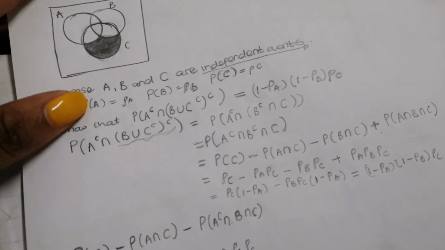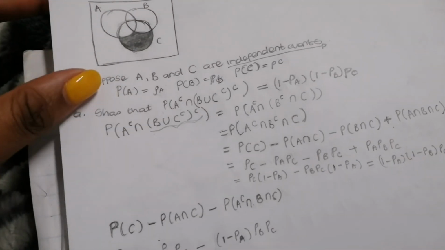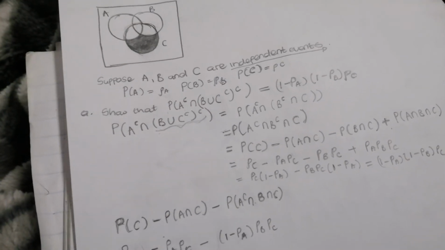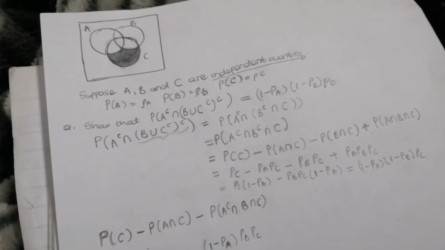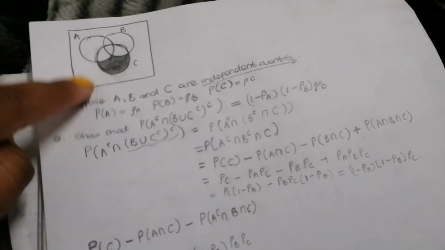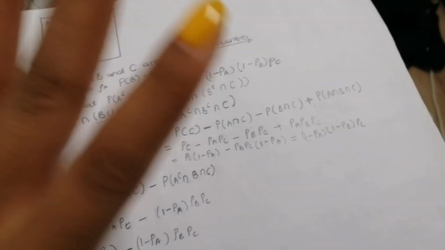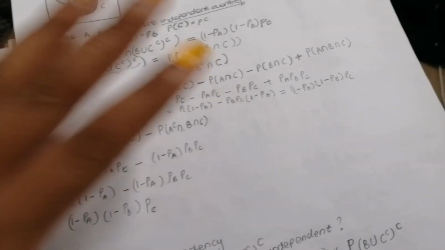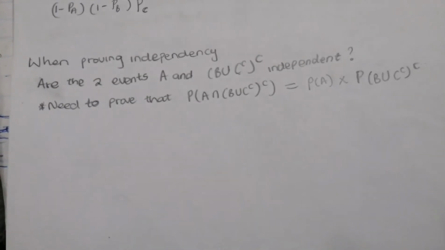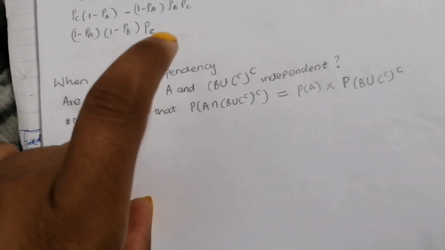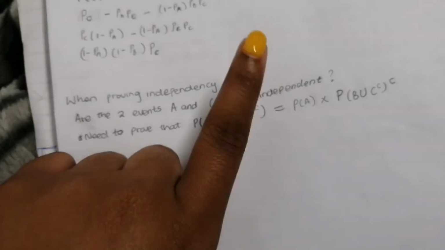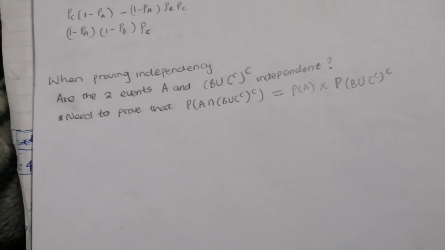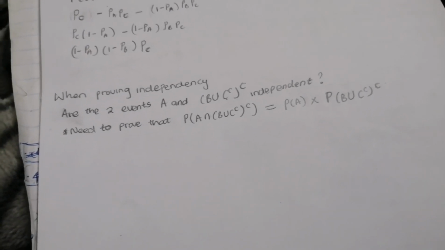So when you are given a Venn diagram, it depends on how you interpret it. So just make sure you are able to do that. And the last question was, are the two events A and (B union C complement) complement independent?